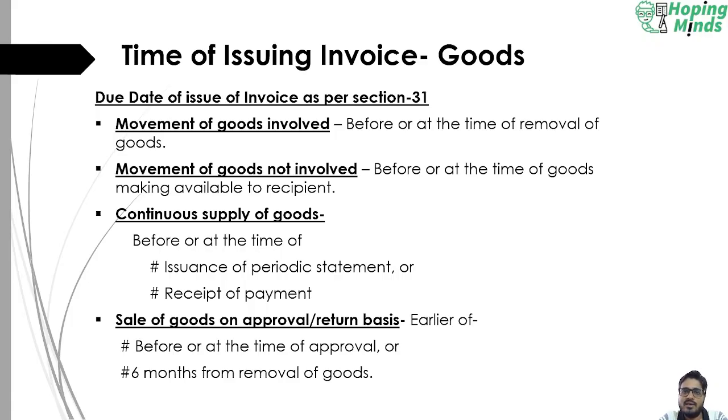In this case, the due date for issue of invoice will be the earlier of before or at the time of approval or 6 months from the removal of goods. That is, once the approval is received, the invoice is required to be issued that moment only. Where approval has not been received and 6 months has lapsed, then upon the expiry of 6 months, invoice should be issued. Also, there can be a case of advance.